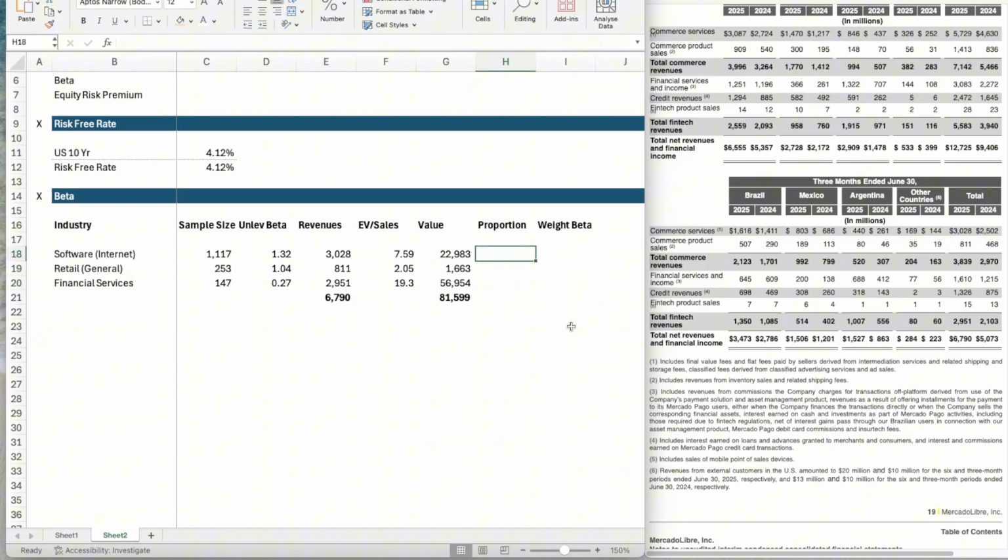So what we want to work out now is the proportion of all of those, so that this way we can calculate our weighted beta. So you take the value divided by the total value, lock in the total, because we're just going to bring all of this down. Then, yeah, perfect.